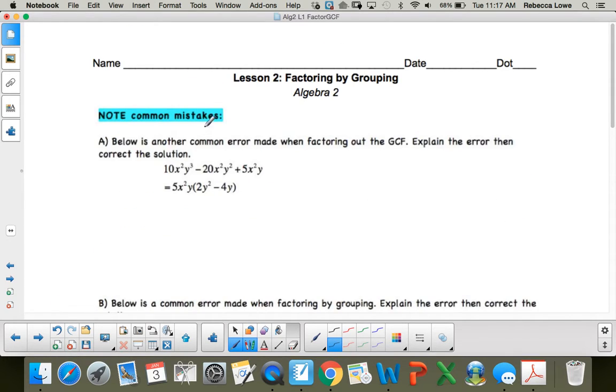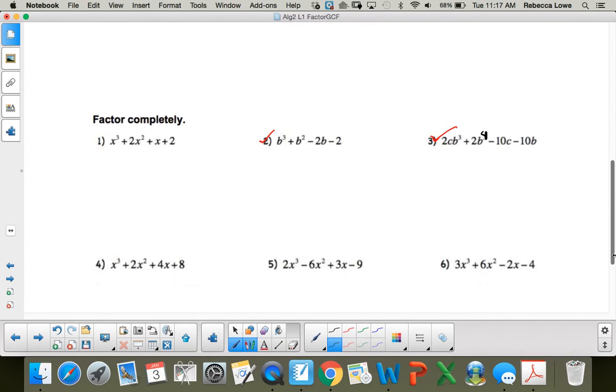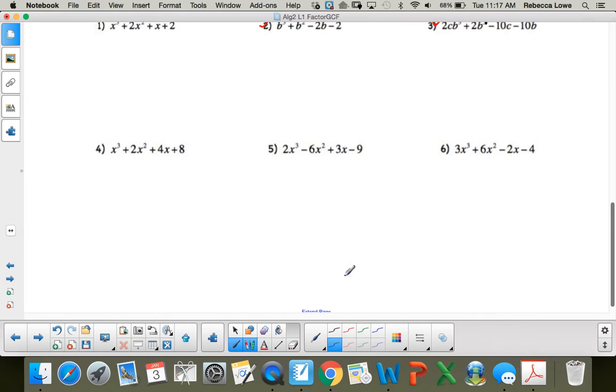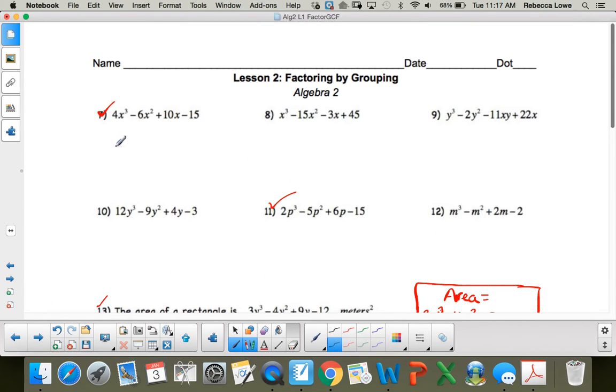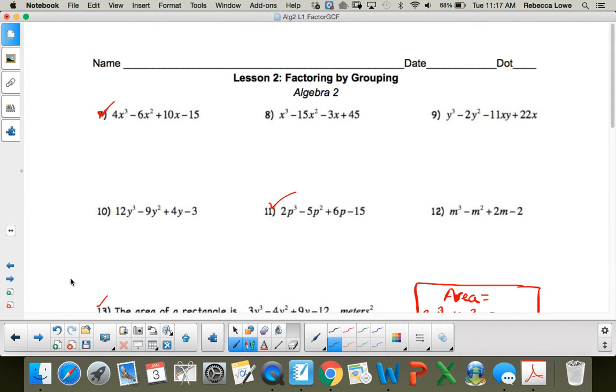So what I want you to do is read A and B and try to identify and correct the common mistakes. And then I'm going to go through the checked ones you see, 2, 3, 7, 11, and 13 in the next video. Okay, hope that helps.